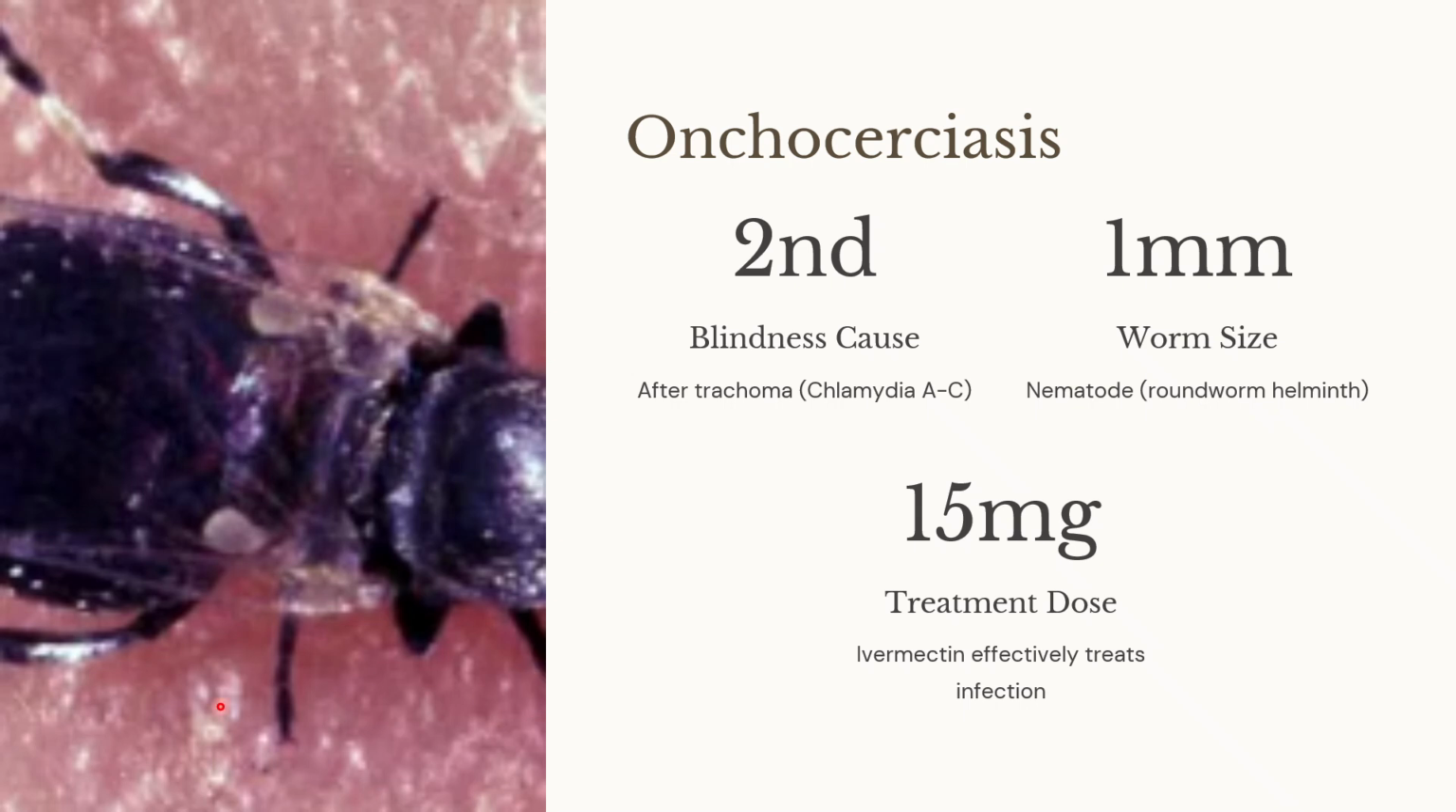What about onchocerciasis? Onchocerciasis is the second most common reason for blindness worldwide. The first most common cause of blindness is trachoma. Second most common is onchocerciasis. It is caused by a fly, where the fly injects the nematode, a helminthic roundworm which is 1 millimeter in size, into the patient, which causes onchocerciasis. So even though it is the second most common cause of blindness, it can be easily treated with the humble drug ivermectin.